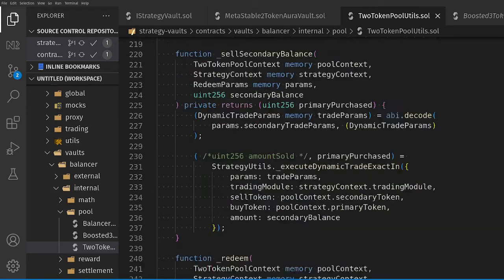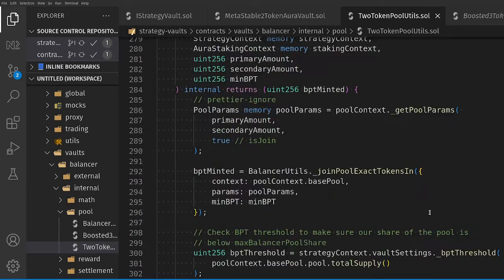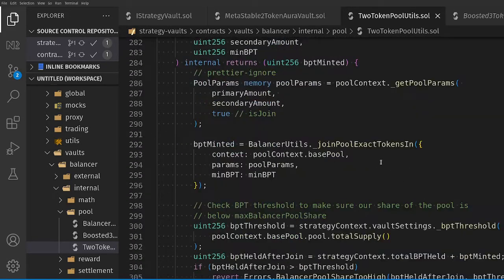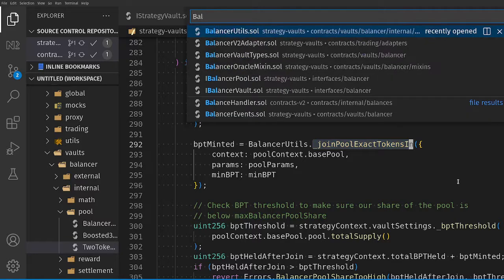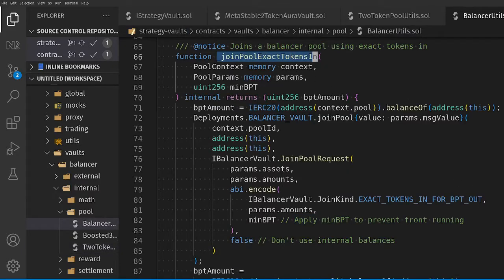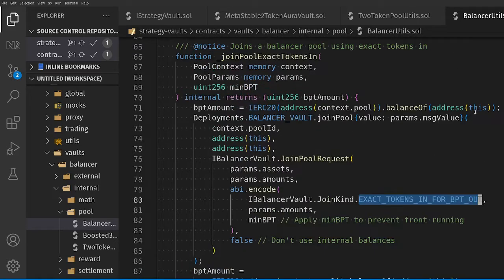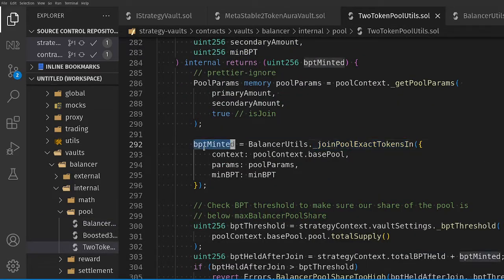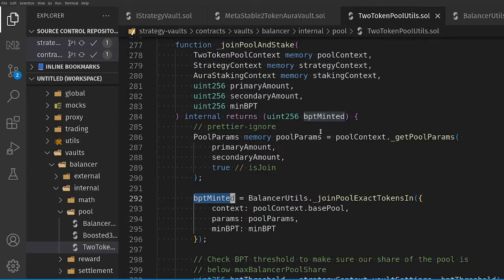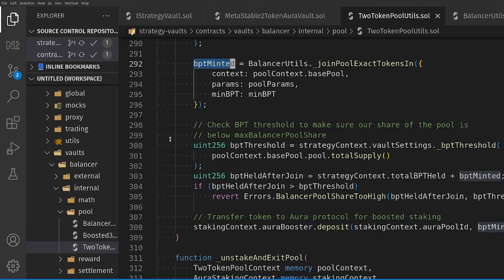So when we join pool and stake, we'll take a look at that. This is pretty simple. It's going to call the Balancer pool. You can look at Balancer utils, but there's not too much to see here. We're just calling the Balancer vault with join pool with an exact tokens in request here, and we'll return some amount of BPT. So the user has received this amount of BPT.